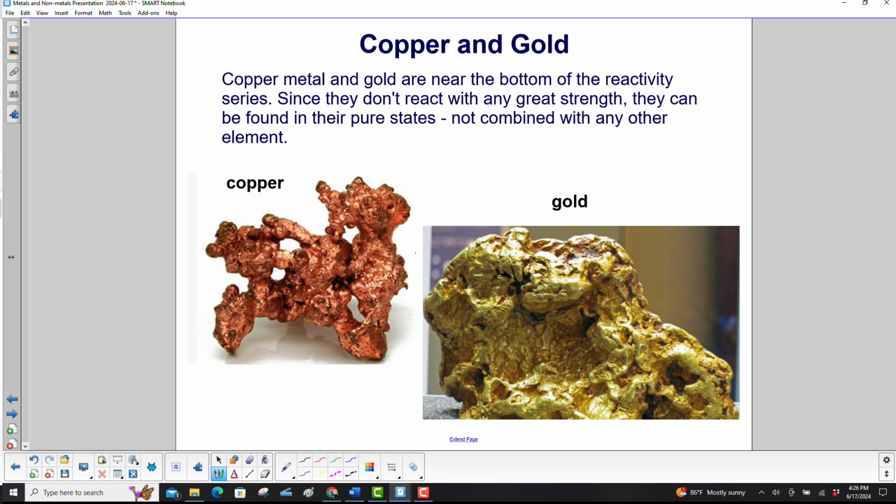Copper metal and gold are near the bottom of the reactivity series. Since they don't react with any great strength, they can be found in their pure states, not combined with any other element. So here's our copper, and here's our gold.